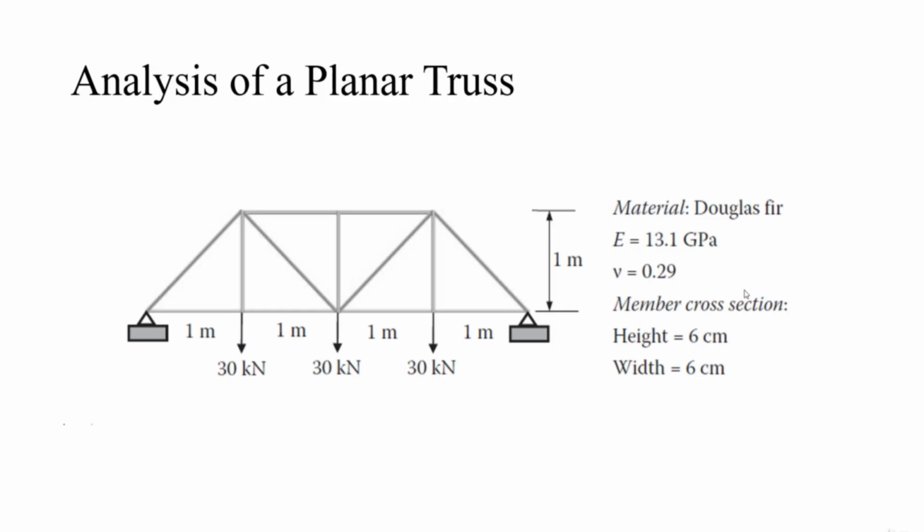Coming to this problem, we are going to take a planar truss that is fixed at these two ends, with a load of 30 kilonewtons applied at this point and this point. This planar truss is made of Douglas fir wood, with a Young's modulus of 13.1 GPa and a Poisson's ratio of 0.29, and rectangular cross-section members with height 6 centimeters and width 6 centimeters respectively.